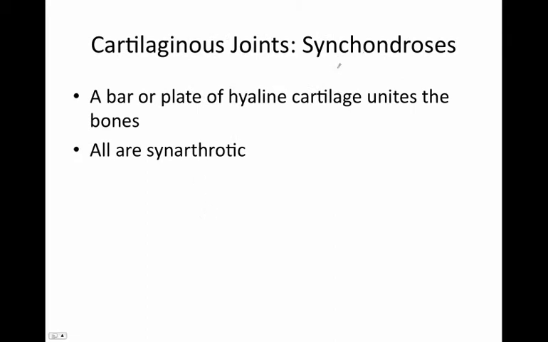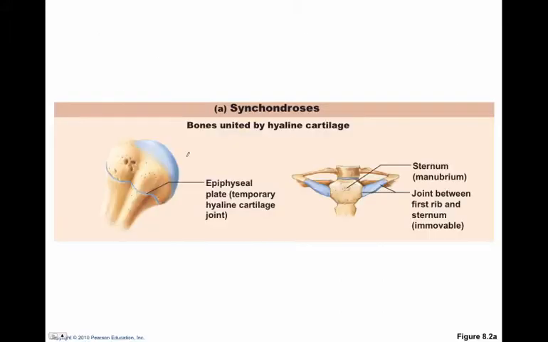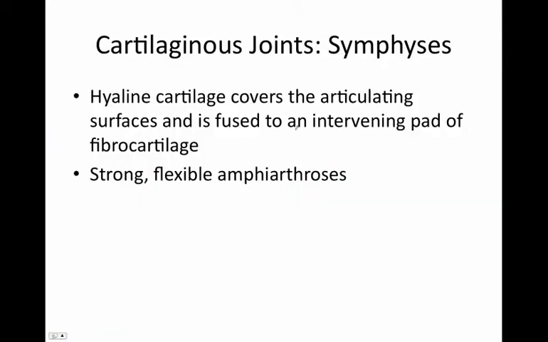So synchondroses, so again with the cartilage, a bar or plate of hyaline cartilage is going to unite the bones, and all of these are synarthrotic, so very immovable for the most part. When we take a look at these examples, being that epiphyseal or our growth plate, a temporary hyaline cartilage joint, as those epiphyses separate from the diaphysis, then if we were to take a look at these joints between the first rib and the sternum, this is an immovable joint, and those would all be synchondroses. And these are examples looking at hyaline cartilage bringing them together.